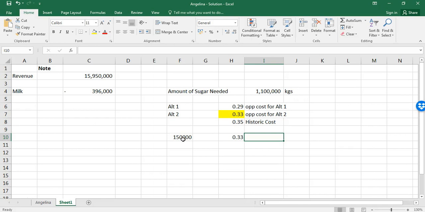So that's a very good example of opportunity cost, because you're foregoing this benefit by going ahead with the Xanta contract. So the opportunity cost there is 49,500. Now, of course, remember that's only a small portion of the sugar. We also need another.